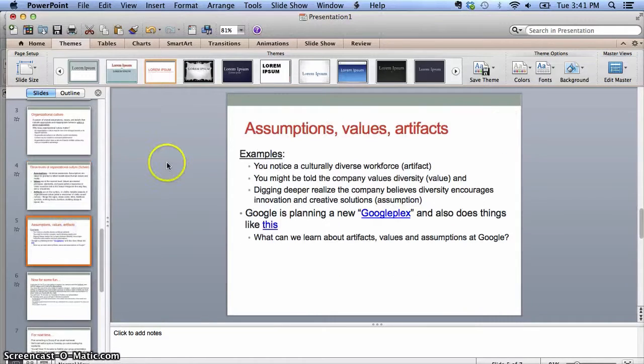We would then move into a discussion. I would give an example, for example, of a culturally diverse workforce. Then we'd move into another example about Google and about innovation. I'd have a discussion about what can we learn about artifacts, values, and assumptions at Google. And then we move into a discussion that students would have about companies or nonprofits, just any organization really that they're familiar with. I wanted them to be more aware of organizational culture and how to analyze culture.